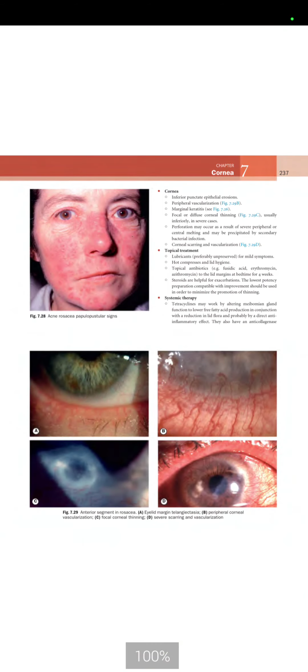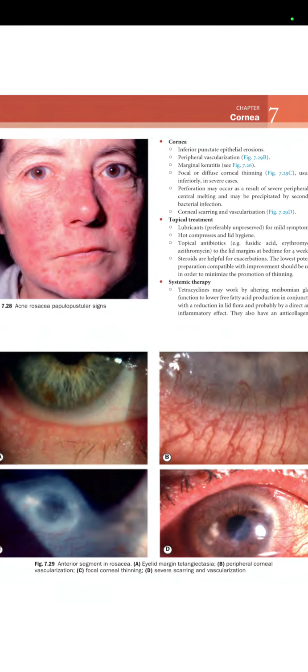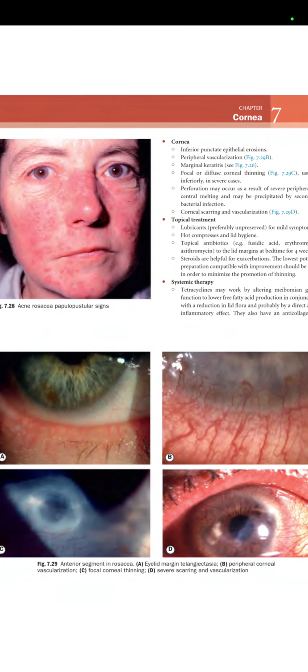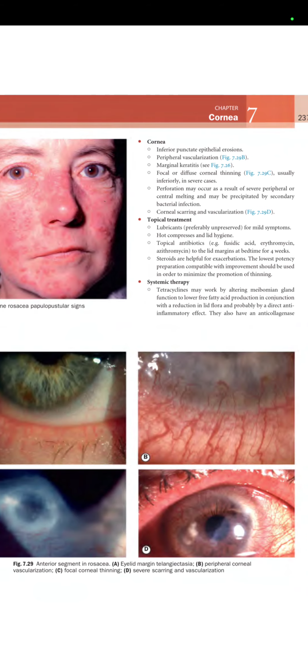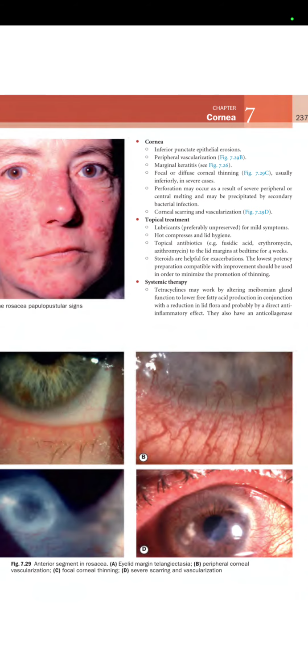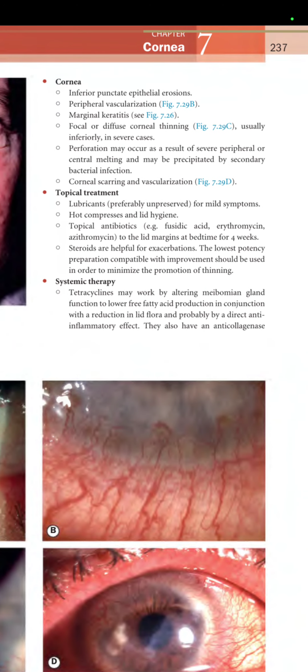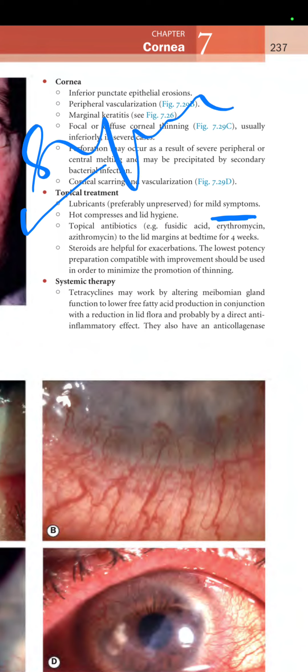So let's see figure 7.29 C and D. A is showing the eyelid marginal telangiectasia, B is showing peripheral corneal vascularization, C is showing the focal corneal thinning, D is showing the severe scarring and vascularization. So what is the treatment of ocular rosacea? We give lubricants, preferably unpreserved for mild symptoms, hot compresses, and lid hygiene. So these are generally the symptomatic treatment.